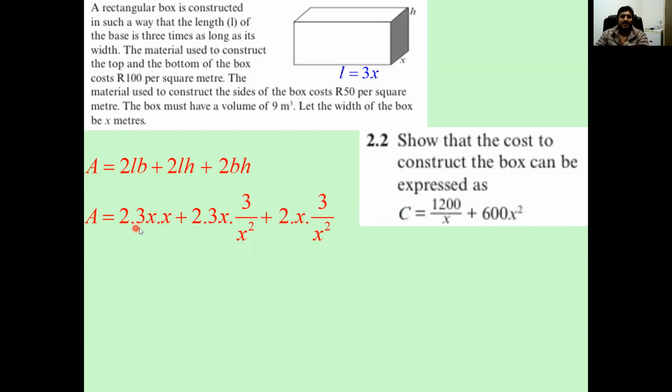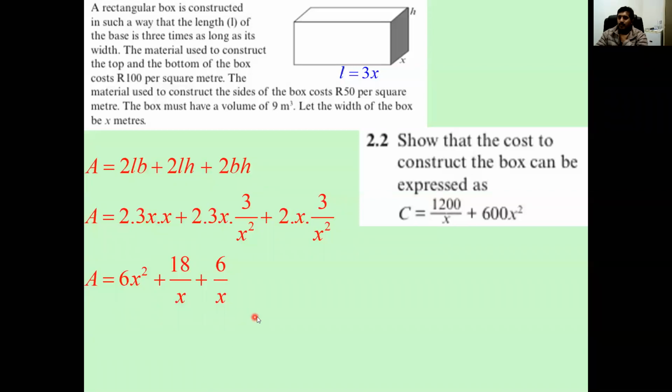Now, 2 times 3 is 6. So, I'm going to simplify this. 2 times 3 is 6x squared. 2 times 3 is 6, and there's a 3 on the top, which gives us 18. We can cancel the square with the x, so it's over x. 2 times 3 is 6, canceling the square with the x, that's over x. So we have our expression for area.